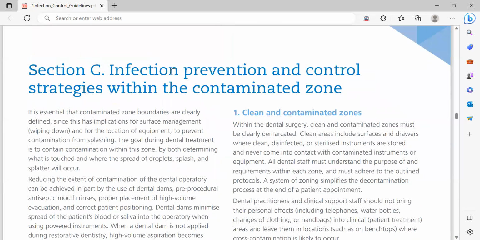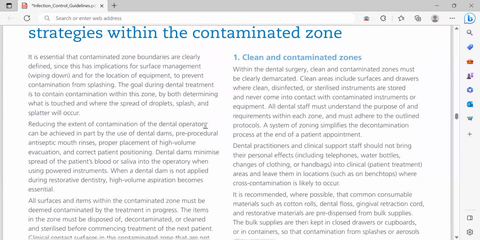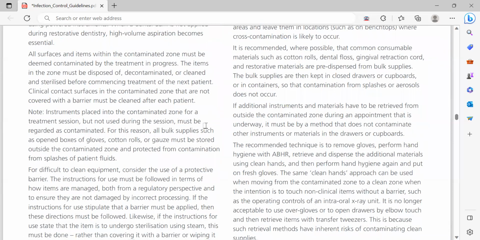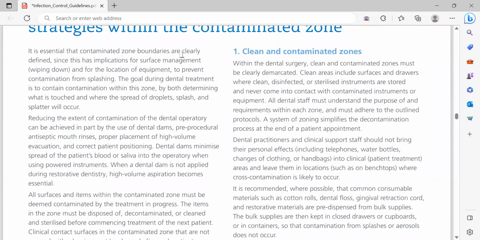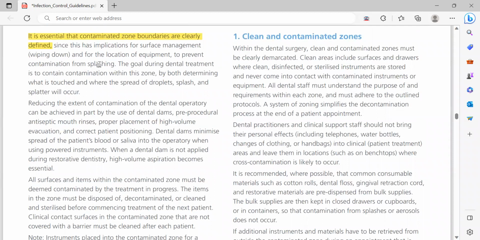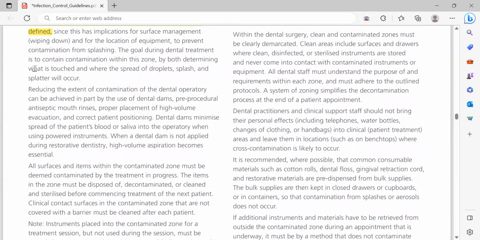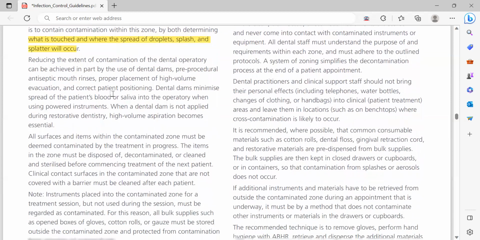Okay, so section C is the infection prevention and control strategy within the contaminated zone. So now we are talking about what you need to do within the contaminated zone and how you need to regularly clean. It is essential that contaminated zone boundaries are clearly defined, since this has implications for surface management. The goal during dental treatment is to contain contamination within this zone, both by determining what is touched and where the spread of droplets, splashes or splatter can occur.